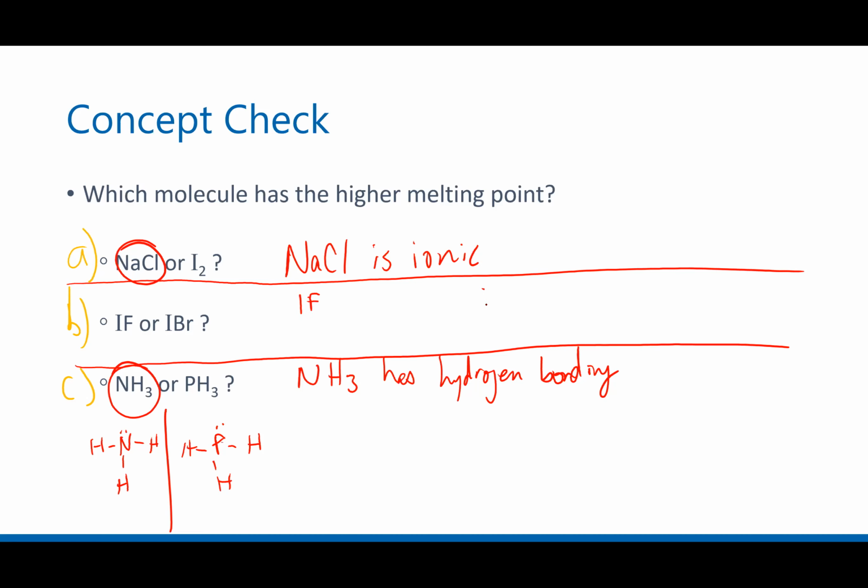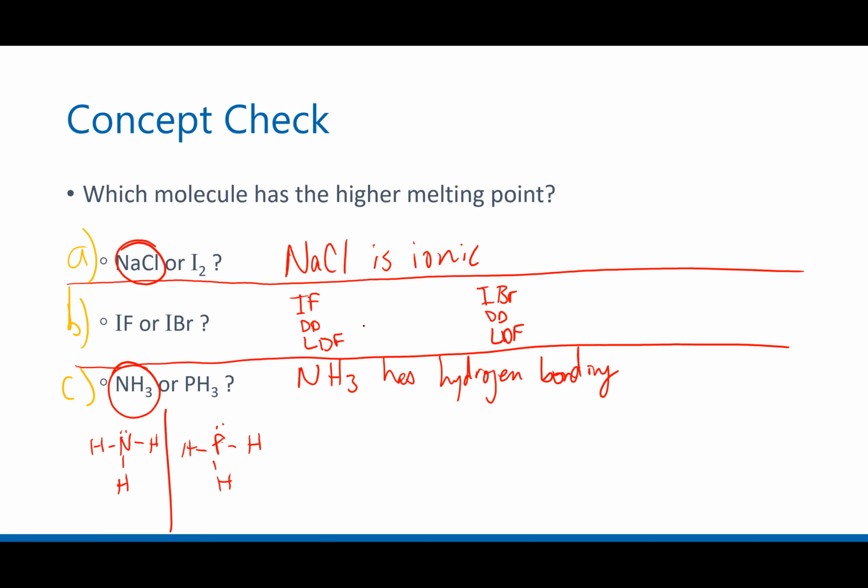IF and IBr are both polar. There's no hydrogen bonding, and they are not ionic. So they definitely both have dipole forces, but they also have London dispersion forces. If you were playing a video game or a card game, and I showed up and said, oh, I got dipole and London dispersion, and you said, oh, well, I have dipole and London dispersion, then we need a tiebreaker. And how do we break a tie? We look at the number of electrons.